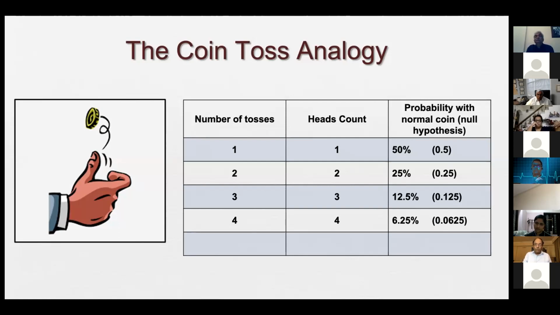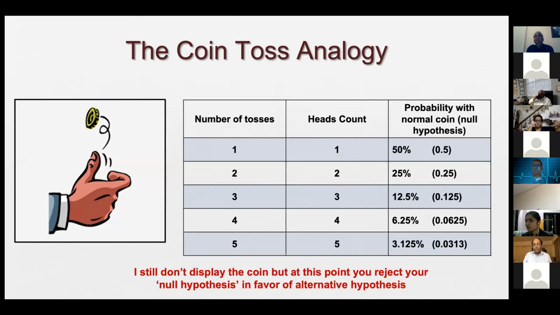So you want some more experiments, and when 5 out of 5 it's head up, then you reject your hypothesis. Then you say, now the p-value is less than 0.03. I have not displayed the coin, nothing is proven, but the data is incompatible, or showing less compatibility. So the p-value is a measure of compatibility of data with the null hypothesis.